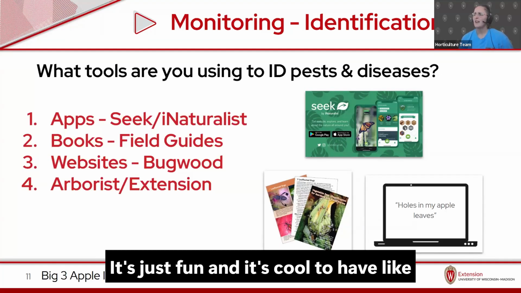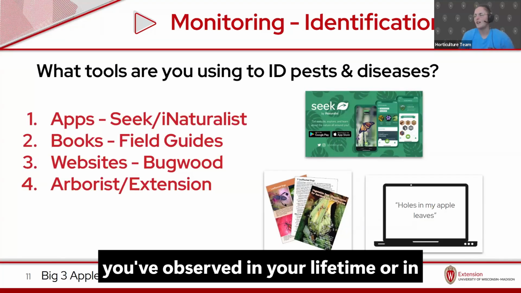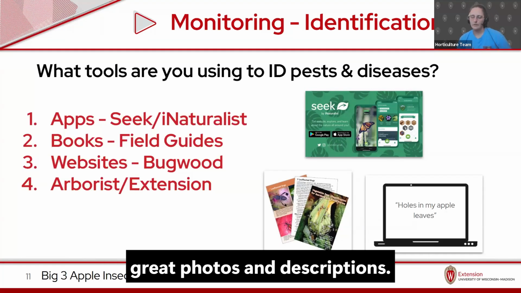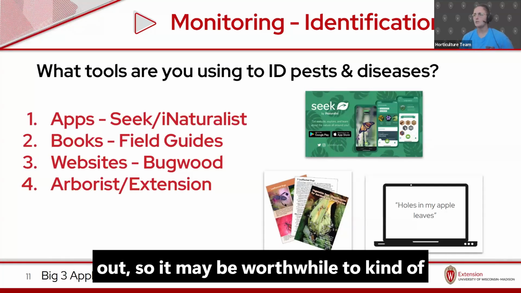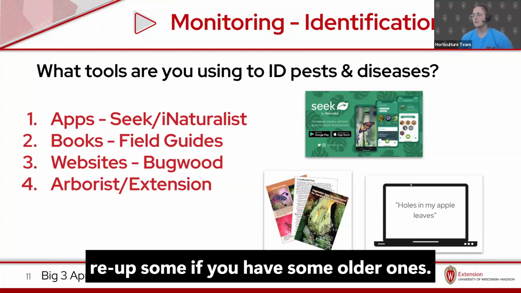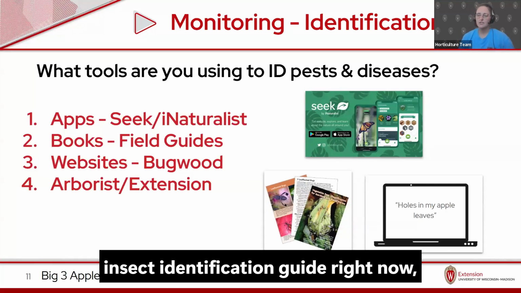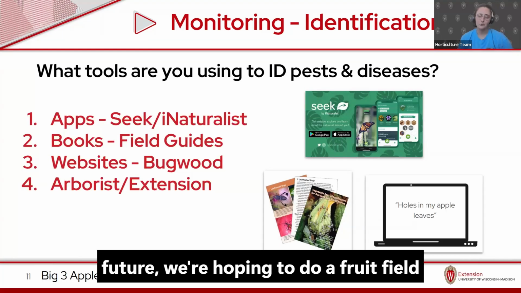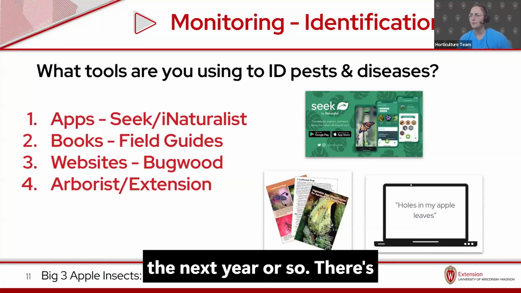It's just fun and it's cool to have a list of your life list, right? Of what you've observed in your lifetime or in the last several years. There are also books like field guides that have really great photos and descriptions. There's always new ones coming out, so it may be worthwhile to re-up some if you have older ones. I know our team is working on a vegetable insect identification guide right now, which I'm very excited for. And in the future, we're hoping to do a fruit field guide. So keep your eye out for that in the next year or so.